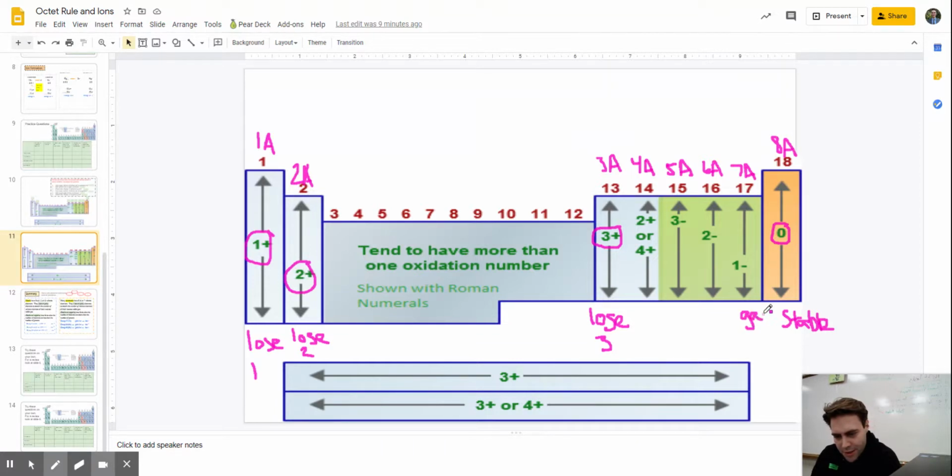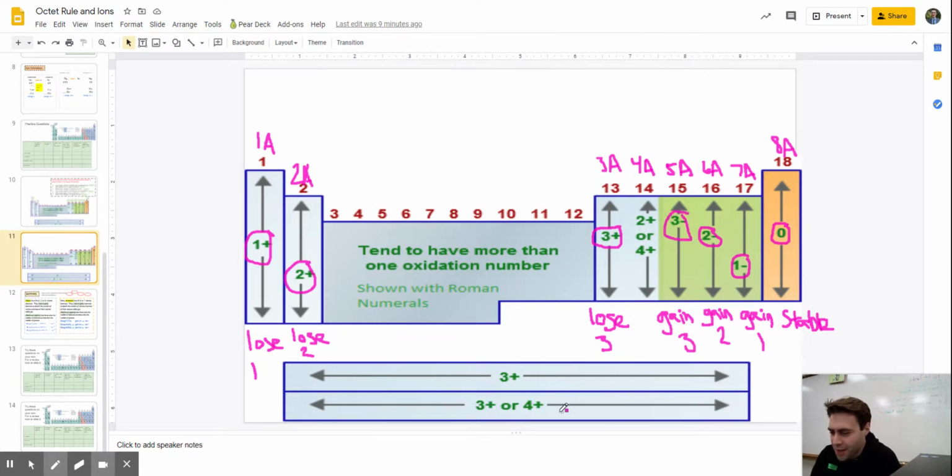And group 7A, they're one away from being like the noble gases, so they are going to gain one electron. Okay, and they will have a -1 charge. Group 6A will gain two electrons. Okay, so they're going to gain two. Group 5A is going to gain three electrons. Okay, and they'll have a charge of -3.